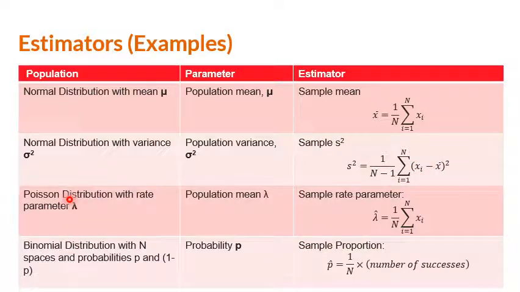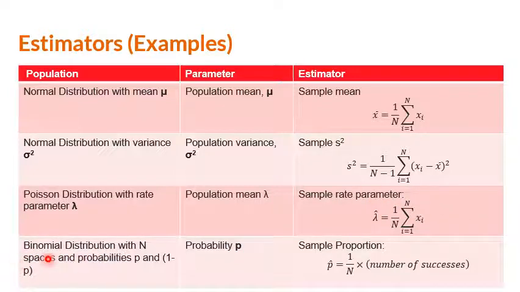And then another example is a population with Poisson distribution with rate parameter lambda. You have your population mean lambda as your parameter that describes the Poisson distribution, and you have your sample rate parameter given by lambda hat, equal to 1 over n times the summation of x sub i's. So these are the average measurements, which would estimate your rate parameter.